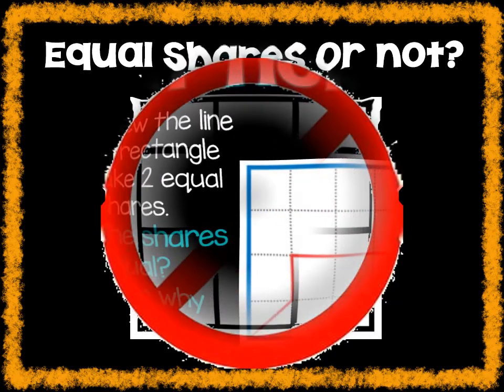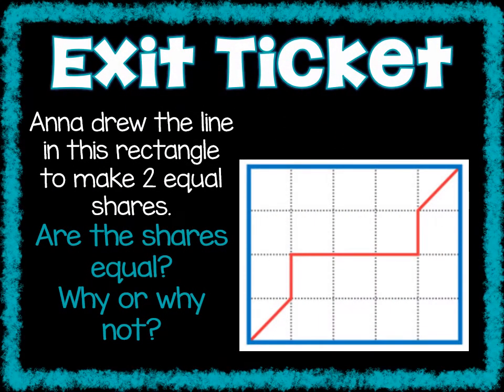Okay, what I want you to do is take a look at this rectangle and how it's divided. Anna drew the line in this rectangle to make 2 equal shares. So what I want you to tell me is, are these shares equal? Did she cut this rectangle in half so that they both get the same amount? Yes or no? And make sure that you explain why or why not.